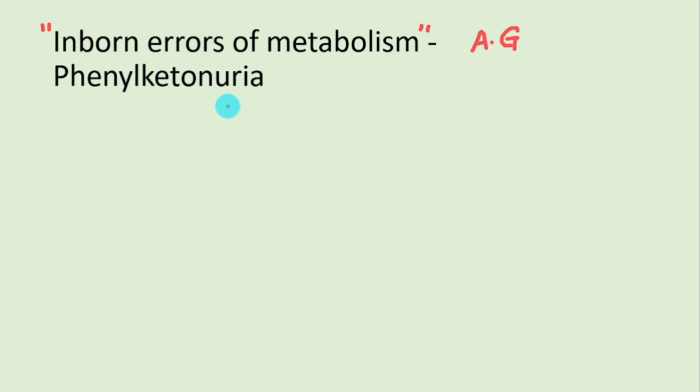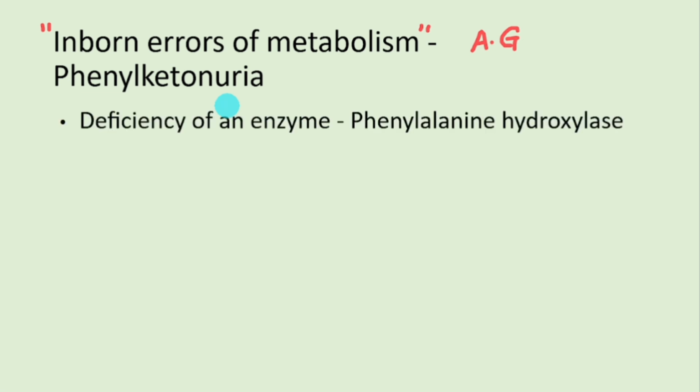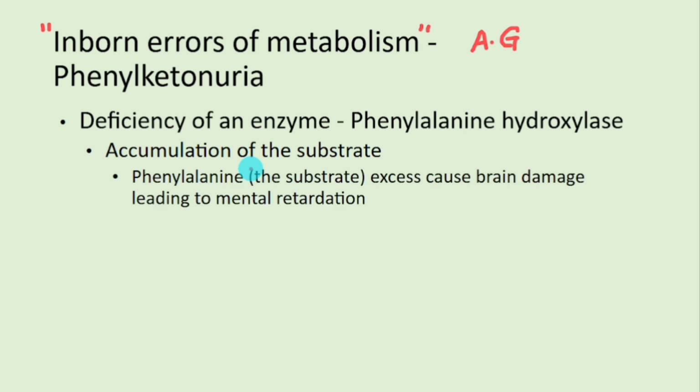In case of phenylketonuria, the name of the enzyme is phenylalanine hydroxylase. So this is the enzyme, and deficiency of this enzyme causes accumulation of the substrate. Phenylalanine is the substrate, and excess of phenylalanine causes brain damage leading to mental retardation. The same point which I covered in the previous slide.